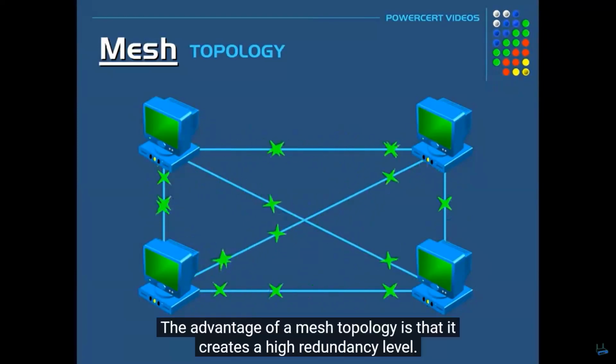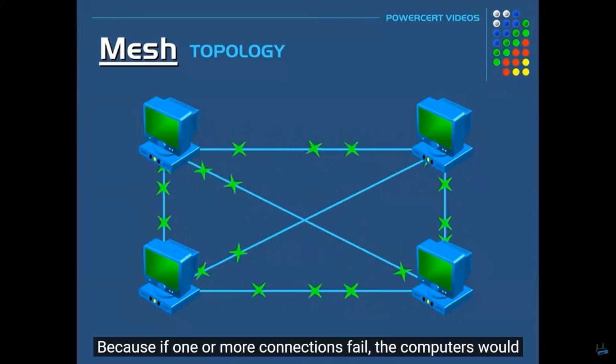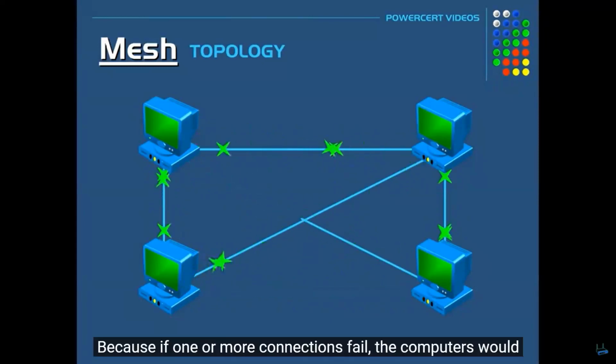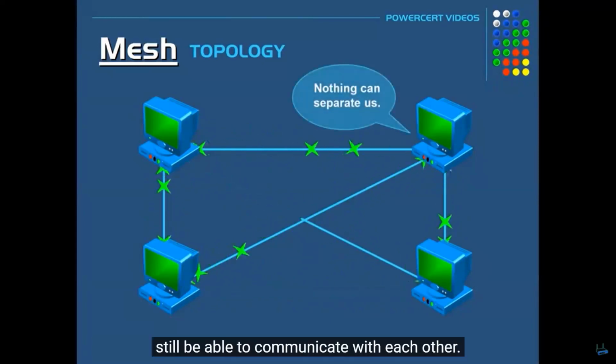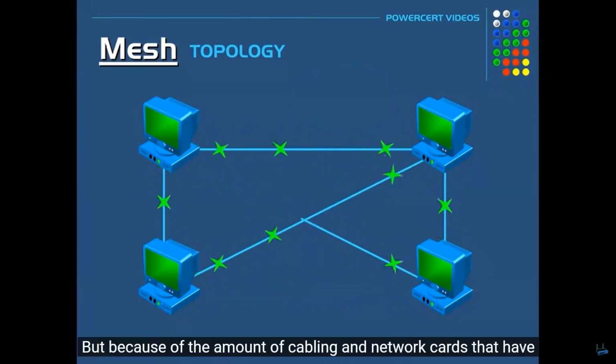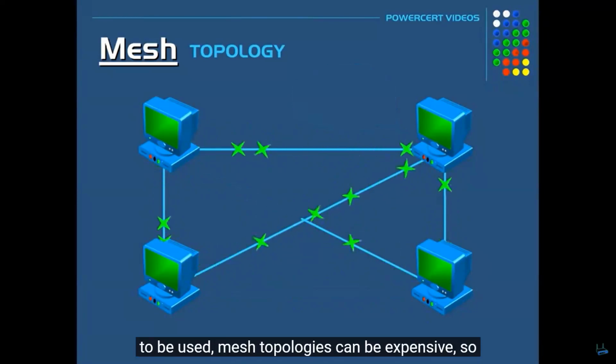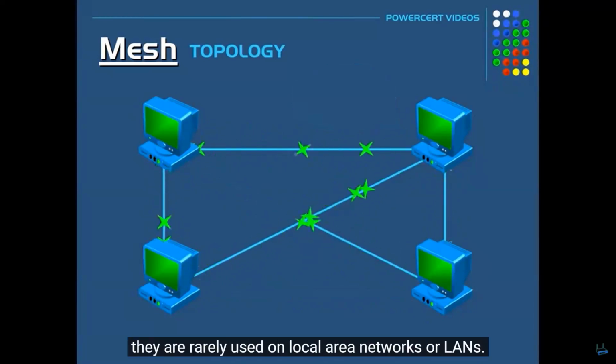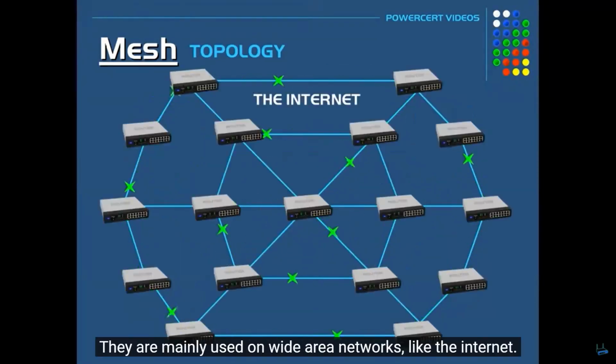Now, the advantage of a mesh topology is that it creates a high redundancy level, because if one or more connections fail, the computers would still be able to communicate with each other. However, because of the amount of cabling and network cards that have to be used, mesh topologies can be expensive, so they are rarely used on local area networks or LANs. They are mainly used on wide area networks like the Internet.